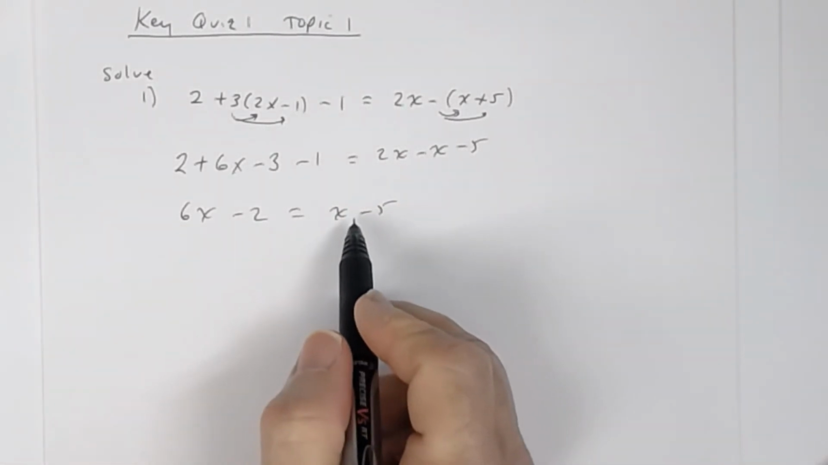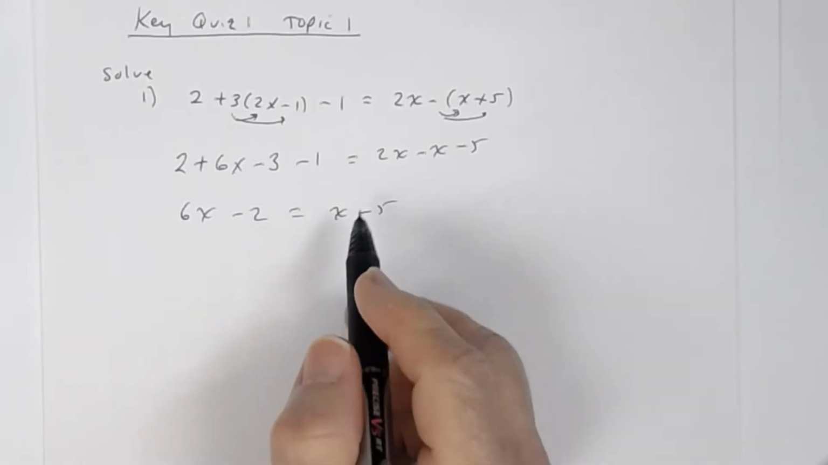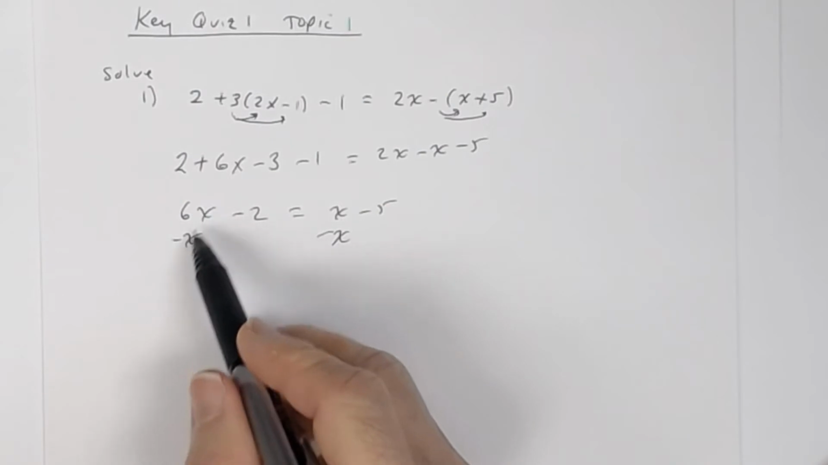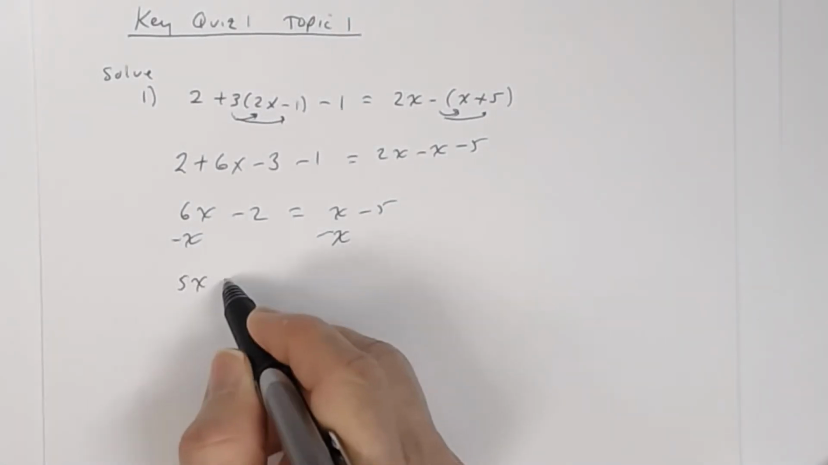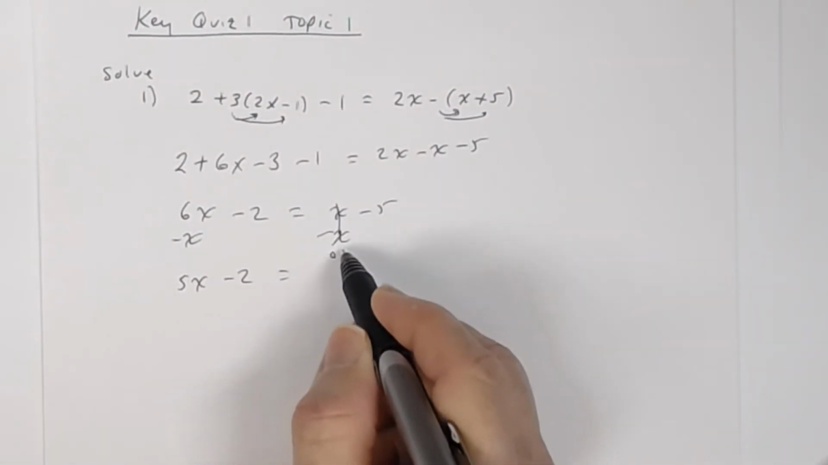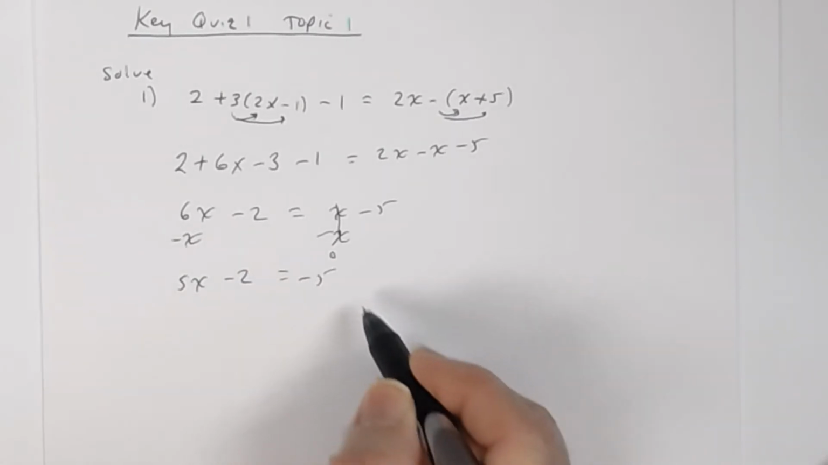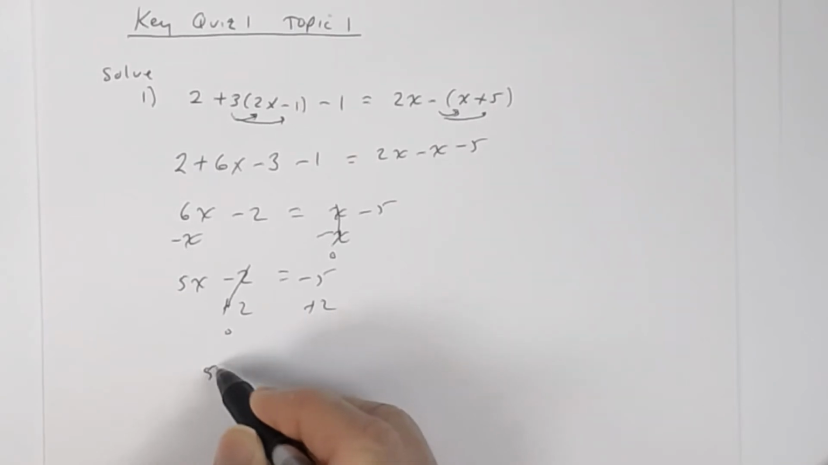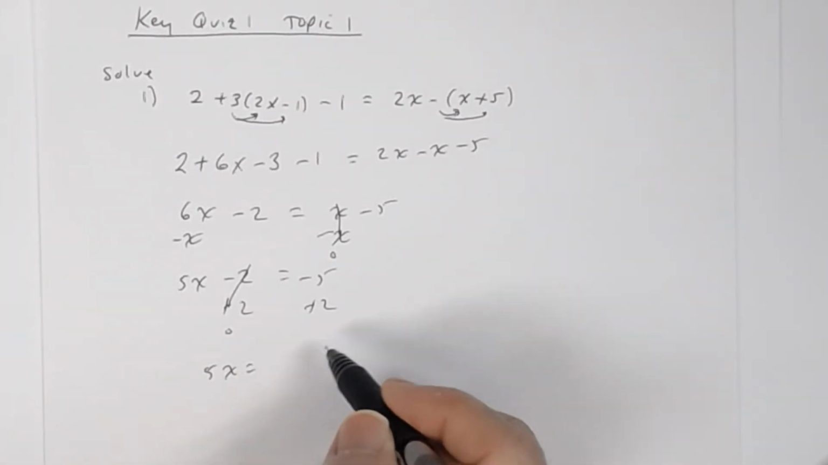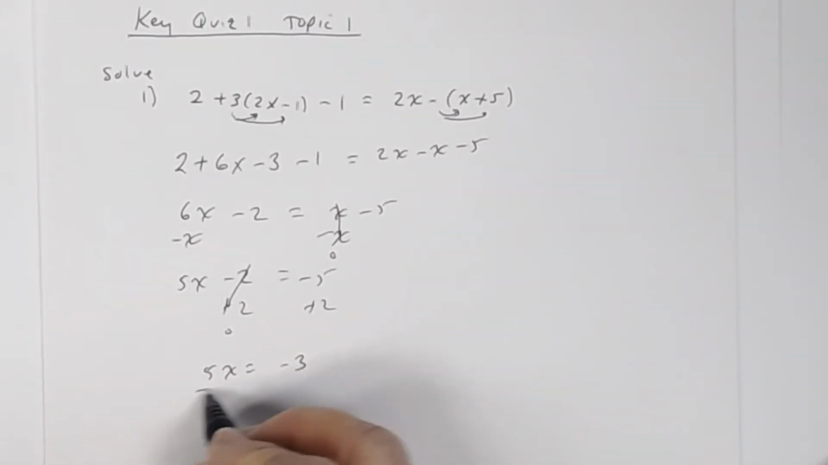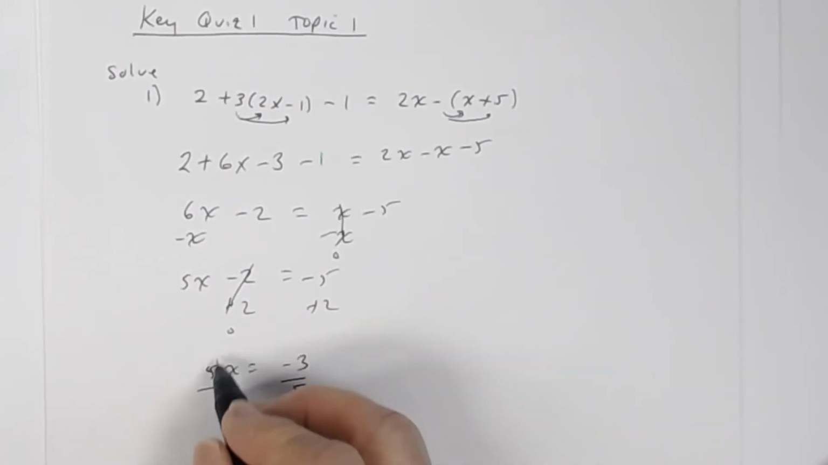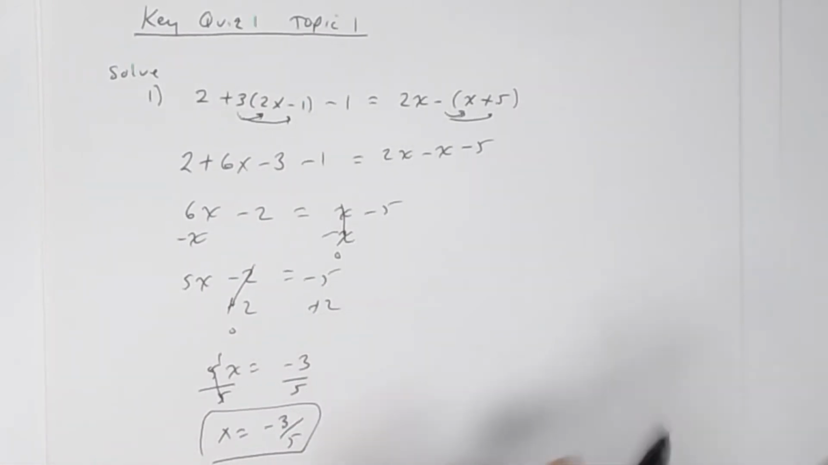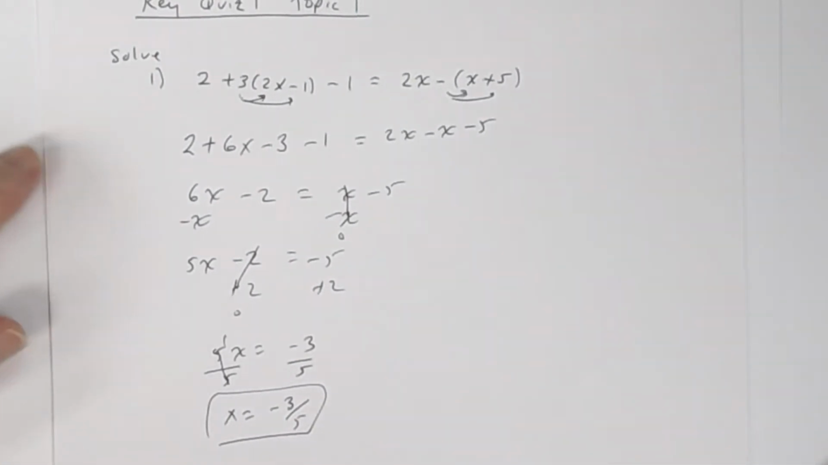So now I'm going to bring all the variables to one side, constants to the other. So I'm going to go ahead and subtract x from both sides. And so I get 6x minus x is 5x, and then minus 2 equal, this is 0, and then 0 minus 5 is a negative 5. Adding 2 to both sides, I'm going to get 5x equal, negative 5 and 2 is a negative 3, and divide both sides by 5, I get x to be negative 3/5. So there's the solution to the first equation.